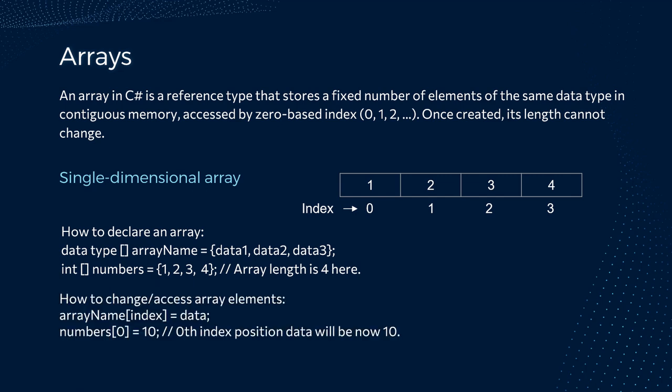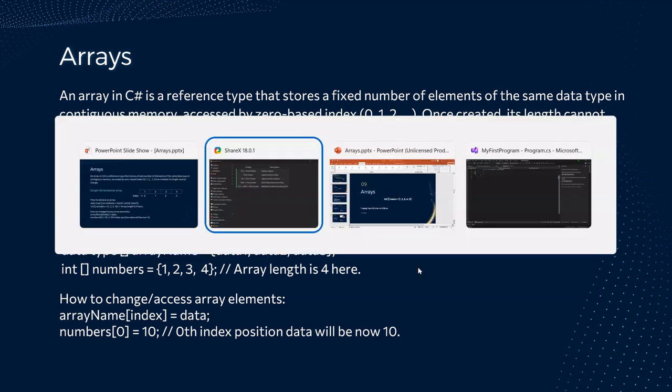So this is the single dimensional array, and now how to change or access array elements. To access an array element, we need the array name, then we provide the index, and it is equal to the data, right? So if I want to change the value 1 in the 0th cell, I can write numbers[0] = 10. Now the 0th index position data will be 10. Let's flip to Visual Studio and look at this in action.